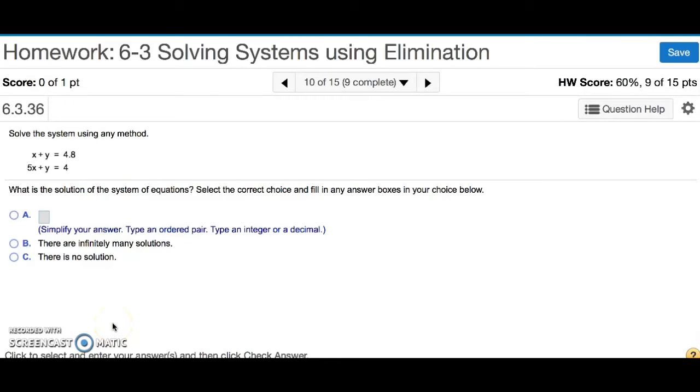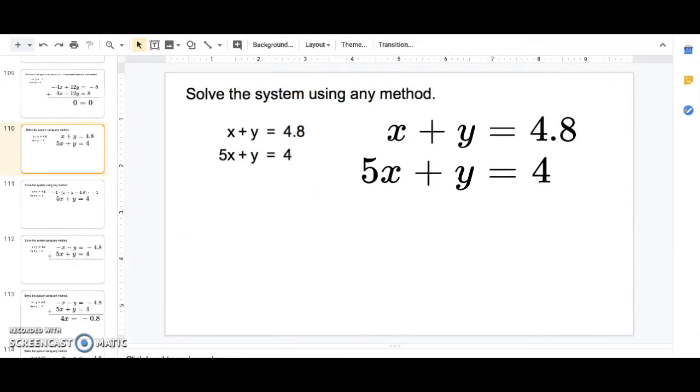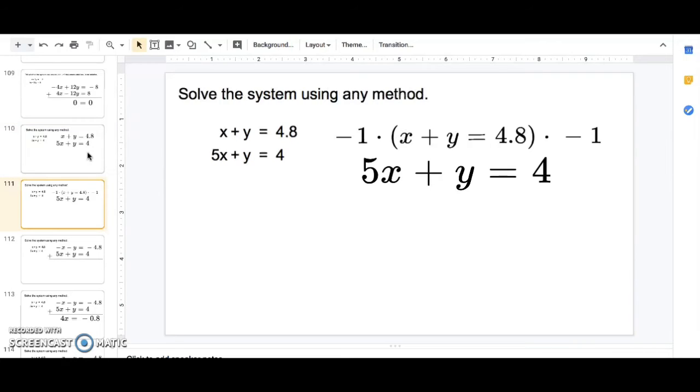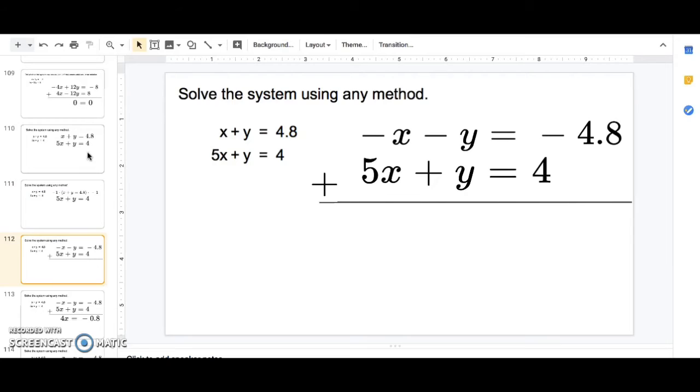Okay, number 10 is asking you to solve the system using any method. I'm going to choose to use elimination to give us more practice on that. So we have x plus y equals 4.8 and 5x plus y equals 4. So now I notice right away that both of my y's have the same number. They're just the same sign. So what I'm going to want to do is make one of them negative. So I'm going to multiply the top by -1 to make it negative. So multiply everything in the top equation by -1, and I'll have -x minus y equals -4.8.